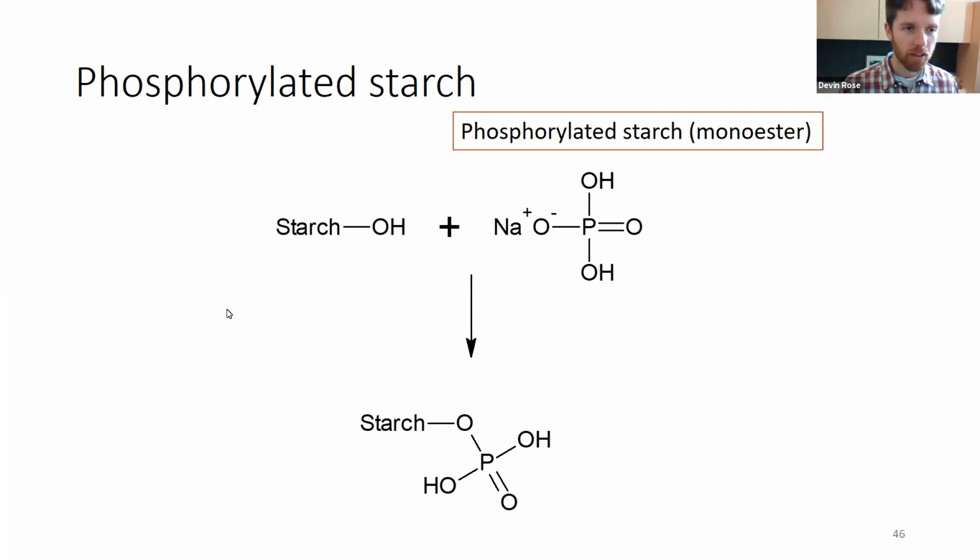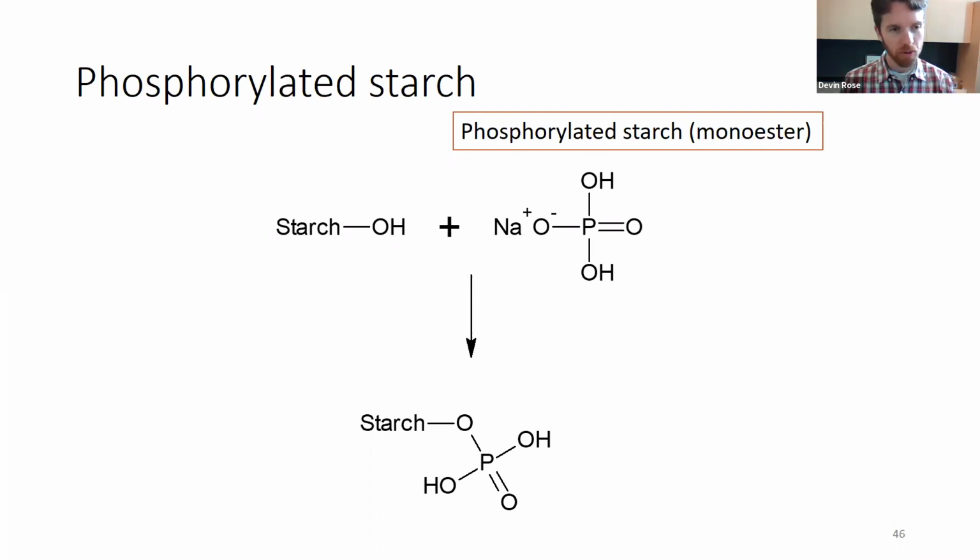I guess since I don't have a box, I'll type into the chat again. These starches are going to have very high viscosity. I can type it, high viscosity.